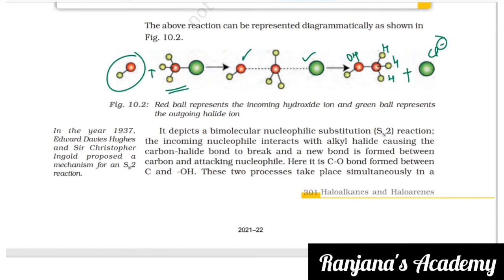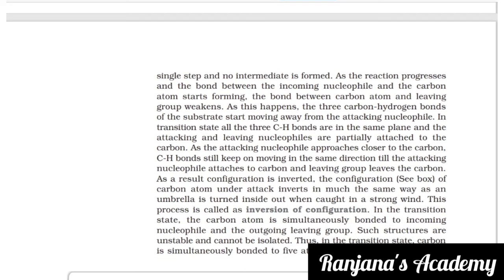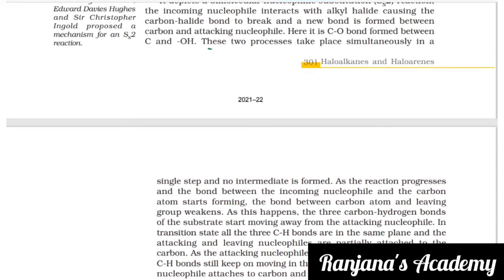Okay, fine. So the red ball represents the incoming hydroxide ion and the green ball represents the outgoing halide ion. It depicts a bimolecular nucleophilic substitution SN2 reaction. The incoming nucleophile interacts with the alkyl halide, causing the carbon-halide bond to break and a new bond to form between the carbon and the attacking nucleophile. Here it is a C–O bond formed between C and OH. These two processes take place simultaneously in a single step and no intermediate is formed.